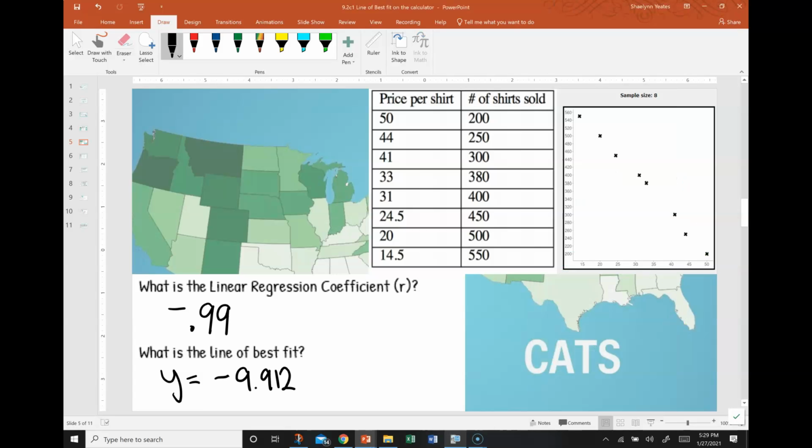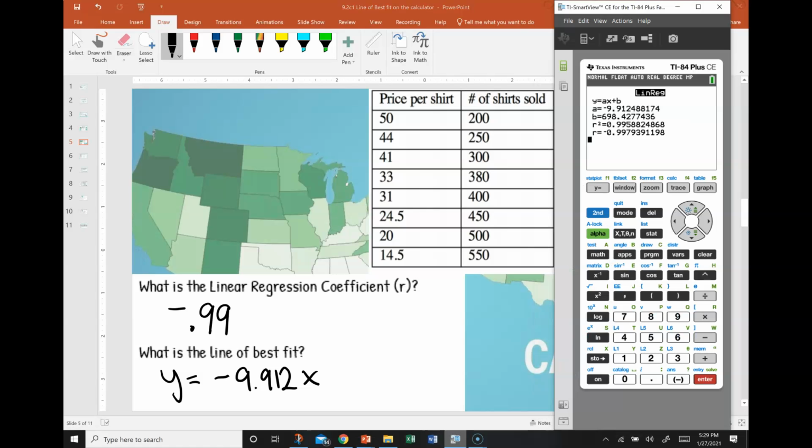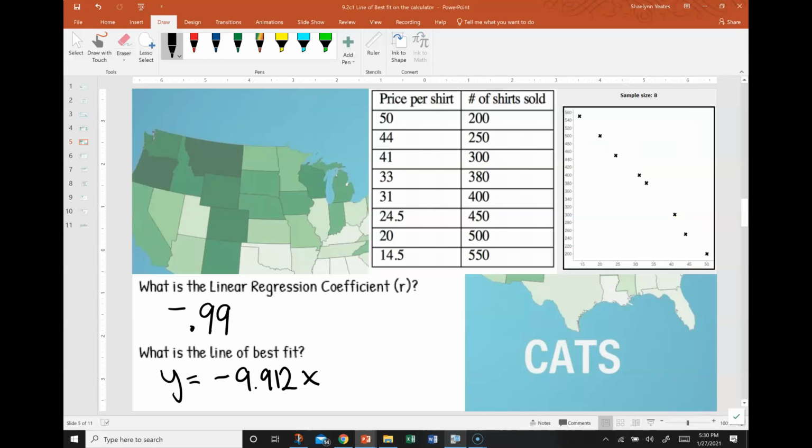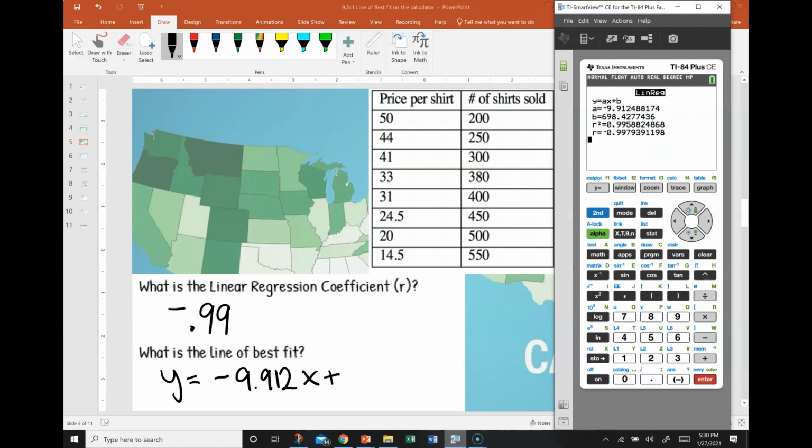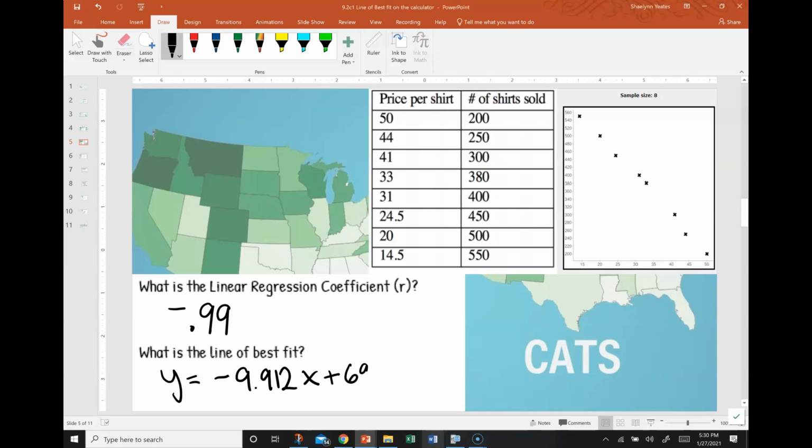So my line of best fit is Y equals A, so negative 9.912, X being my shirt price. And then it says plus B. See how it says Y equals AX plus B? We're going to put plus B. So our B is 698.428. So plus 698.428.